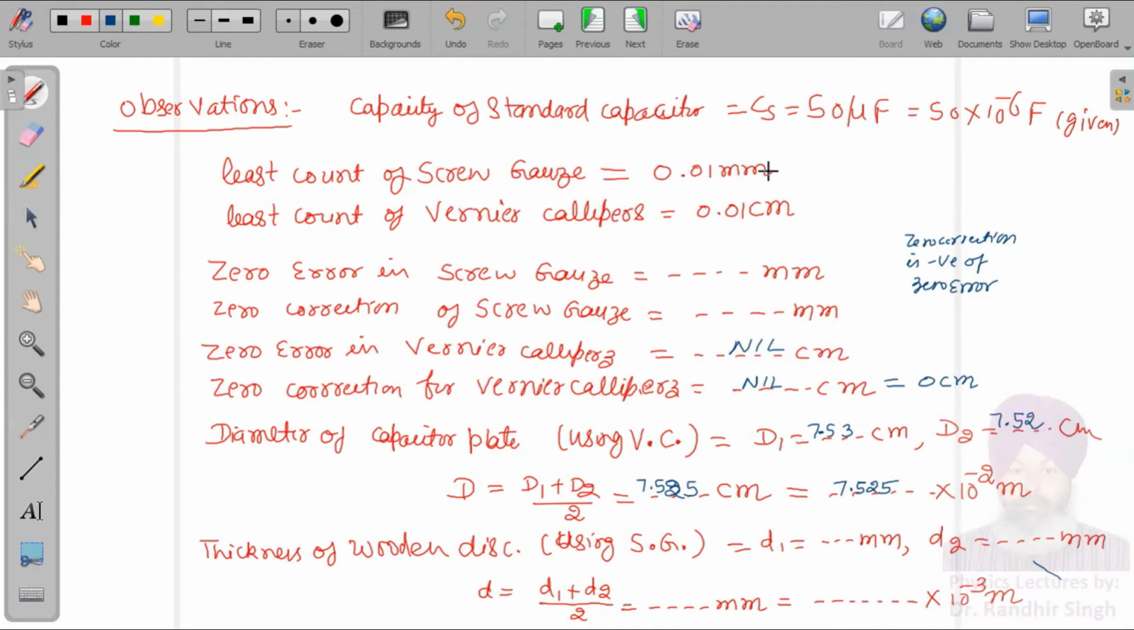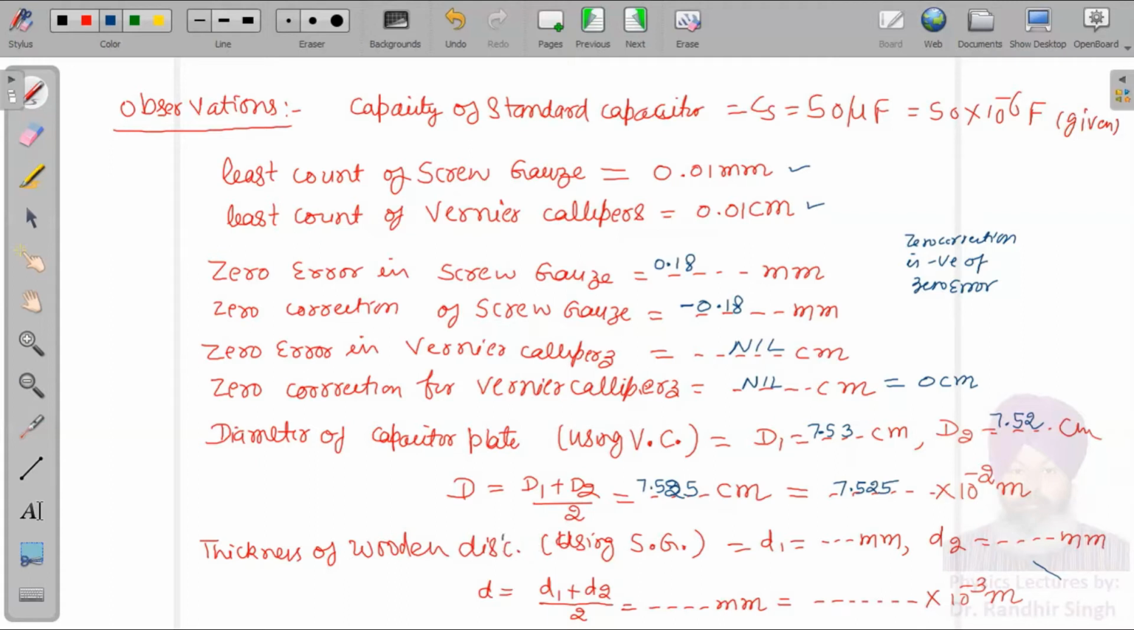So the least count of the screw gauge we have written, the least count of the vernier calipers we have written. We have already noted down the errors and correction in the vernier calipers. So the zero error in the screw gauge is 0.18 mm, and the zero correction will be equal to minus 0.18 mm. Now let us find the thickness of the disc.